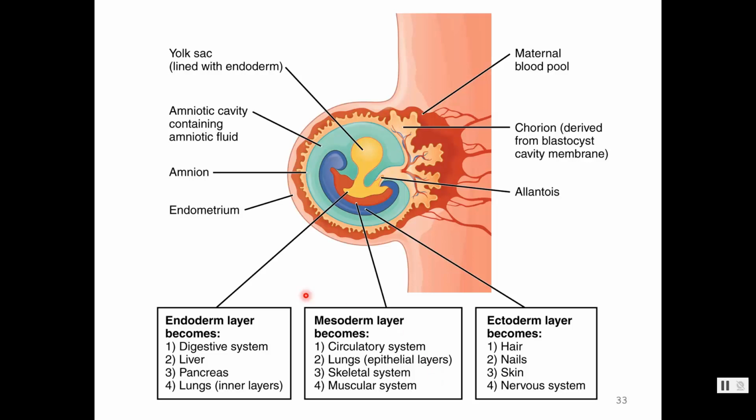Endoderm, so inner. Think of all the things that are deep inside you. That's your digestive system, your liver, your pancreas, the inner part of your lungs. So just think of most of your abdominal organs from that endoderm layer.